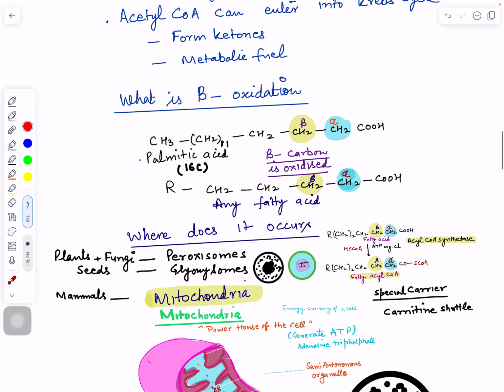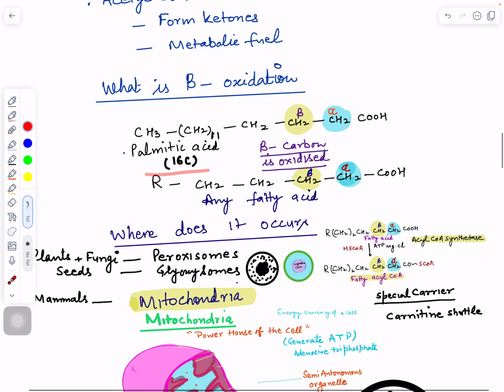So we can take the example of palmitic acid. We can see here it is 16 carbons in length. So this is 1, 2, 3, 4, then 11 carbon, 15, and this is the 16th carbon. So this is palmitic acid. We can take any fatty acid.